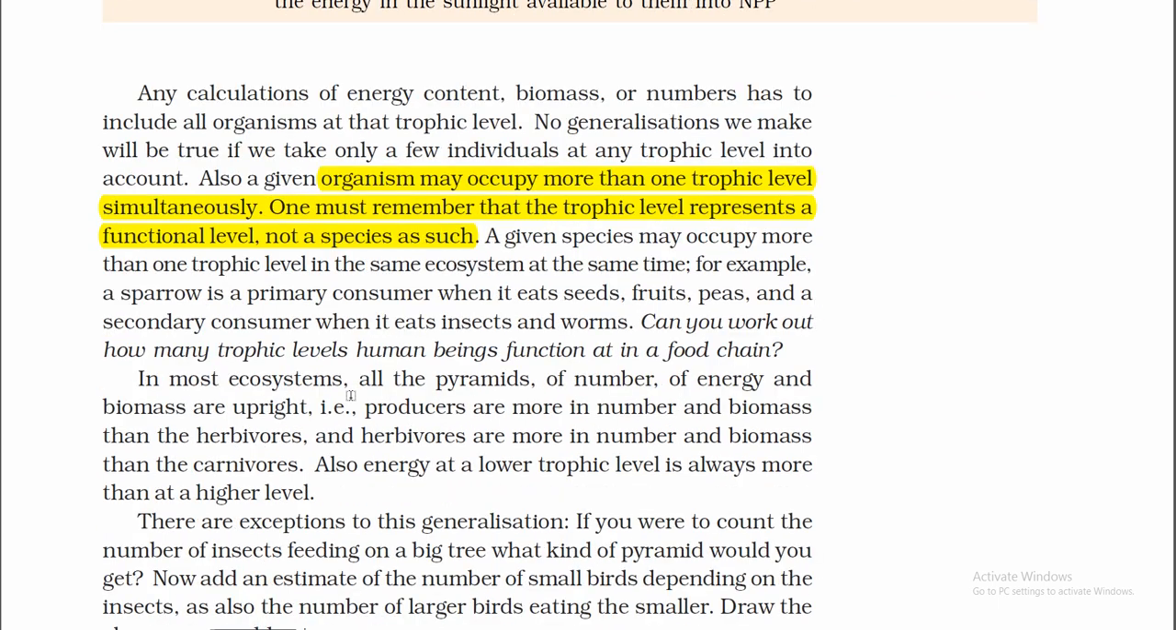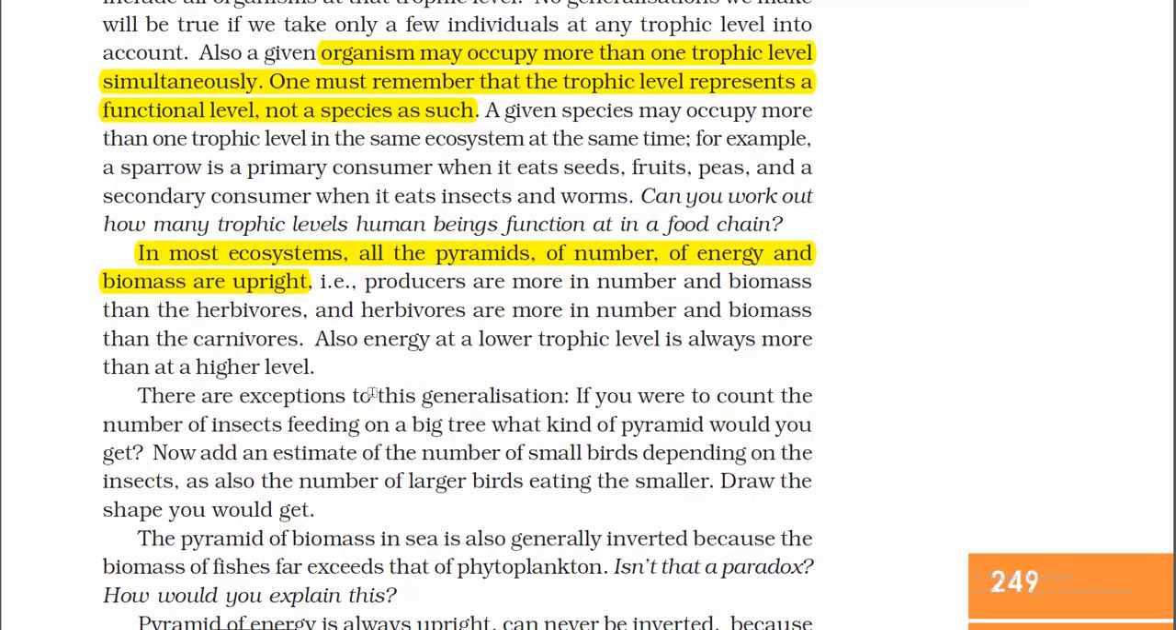In most ecosystems, all the pyramids of number, energy and biomass are upright. That is, producers are more in number and biomass than the herbivores, and herbivores are more in number and biomass than the carnivores. Also, energy at a lower trophic level is always more than at a higher level. There are exceptions to this generalization.